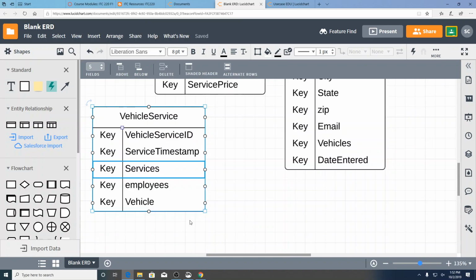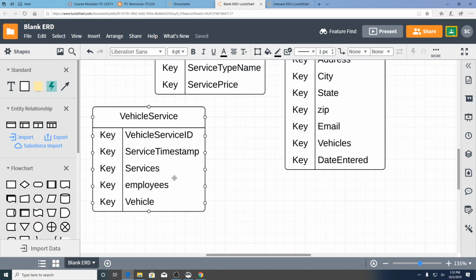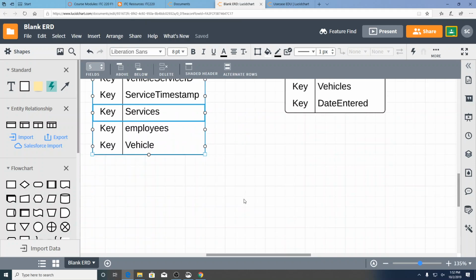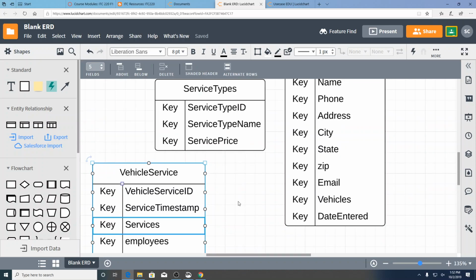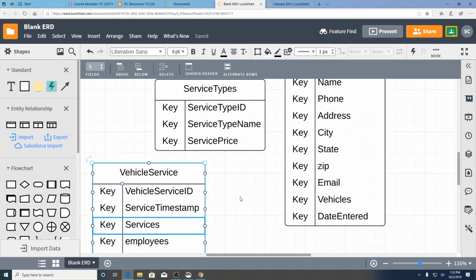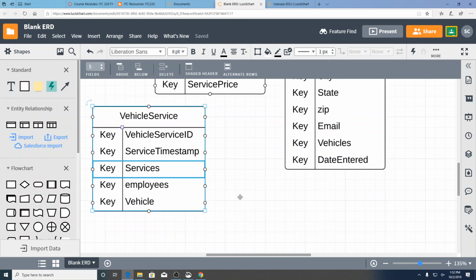Is there any way to indicate that they have more than one service? There is, and let's hang on that for a minute because these two are totally illegal. Services and employees. We'll figure that out in just a minute. I'll show you how to handle that. Wait, what's below employees? Vehicle. Okay. I'm just looking to see what we got.